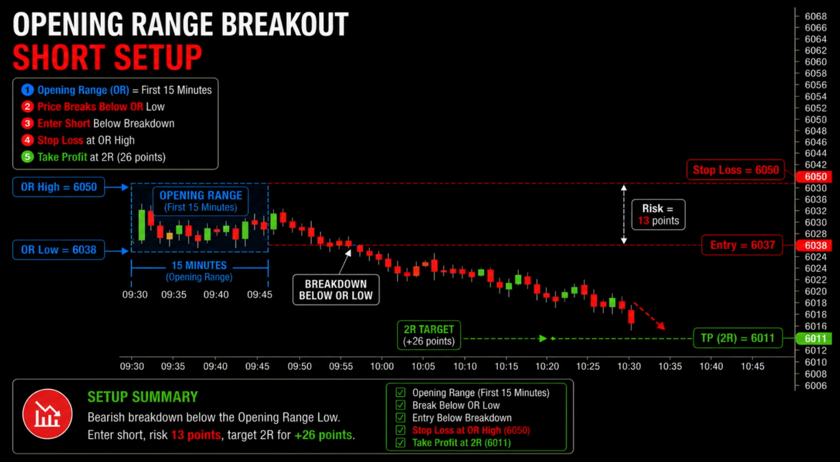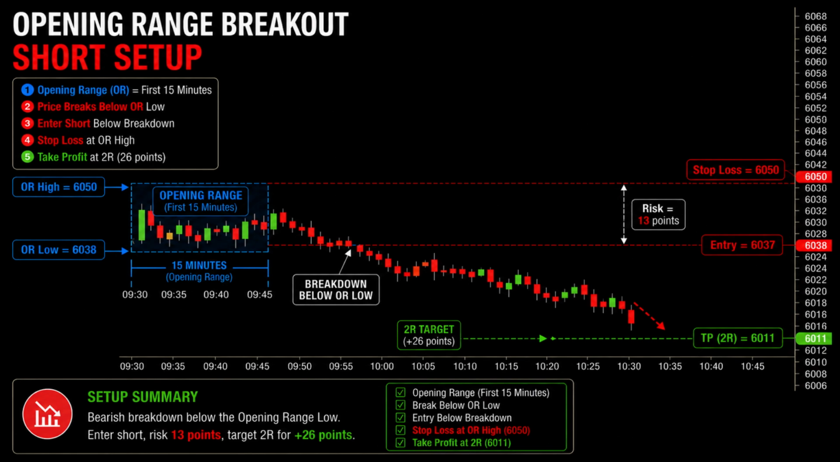Using this example, the opening range high is 60.50 and the opening range low is 60.38. For the short setup, I'm looking for a price to break below the opening range low. So if price breaks below 60.38, the short entry would be 60.37. The stop loss goes at the opening range high, which is 60.50. That means the risk is 13 points. Since this test uses a 2R take profit, the target is 26 points below the entry. So the take profit would be 60.11.